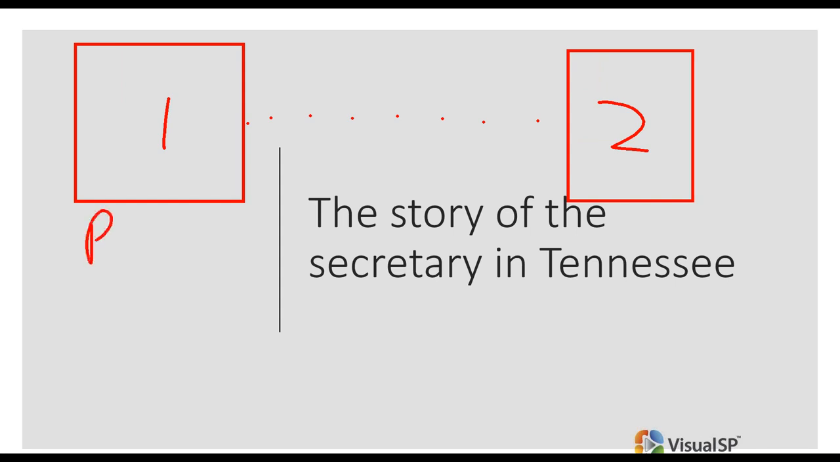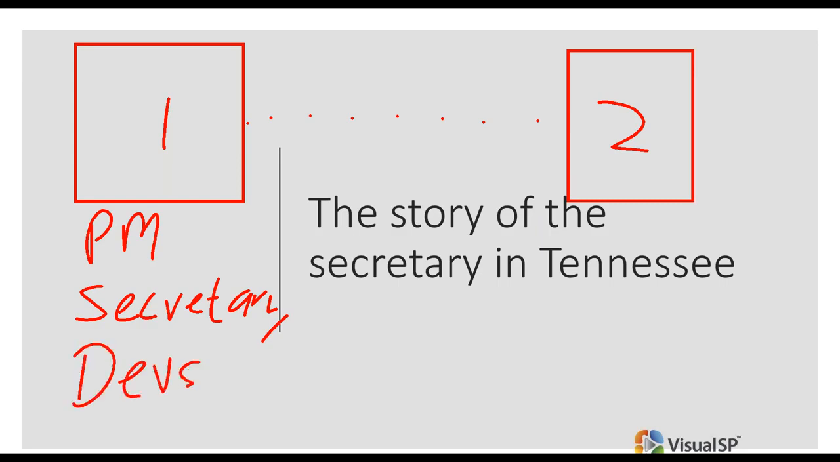Building 1 had the PMs, the secretaries, and other people who actually did the work, the developers. Building 2 had the executive team, the executives, and some other people as well, but the executives branch was the major one represented in building 2.